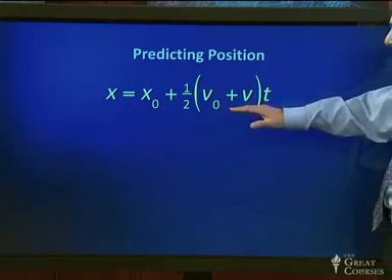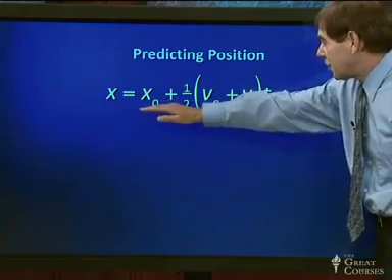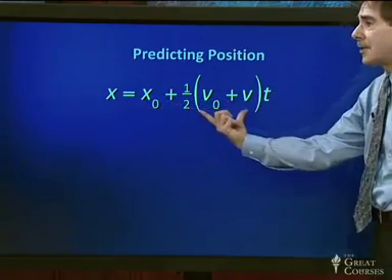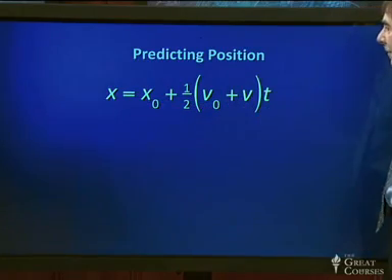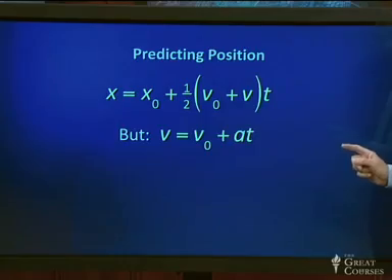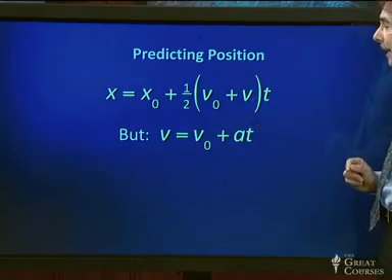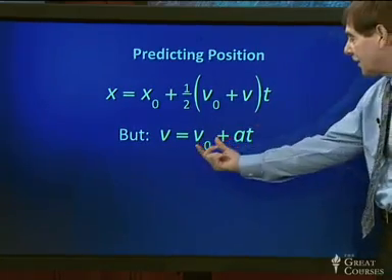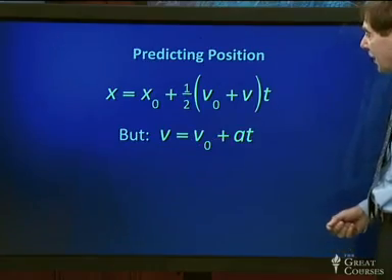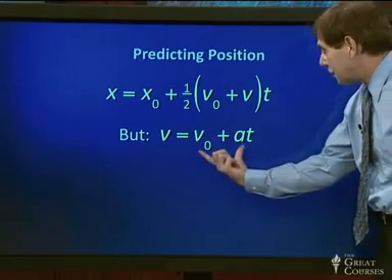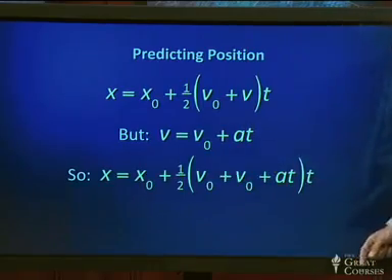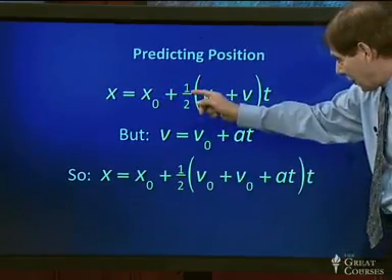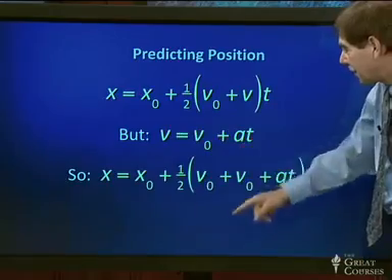So here's the result we just had. My position is my initial position plus my average velocity, the average of the initial and final velocities, times the time. But we already know what the velocity is at any given time. We worked that out before. It's the initial velocity plus the acceleration times the time. So I'm going to take this expression for v and put it in here. So I'm going to get this equation now with this expression in for v.